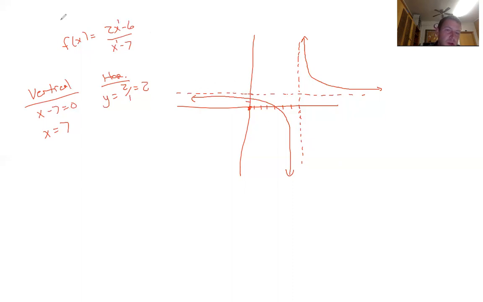Is it below 2? So if I plug in 0, 2 times 0 minus 6 is negative 6. And 0 minus 7 is negative 7. So it'd be 6 over 7. So it is below this line. So you know it looks like 2 of these things. And when you plug in values, it'll tell you whether it's going to be below the line or above the line. So if you ever have questions, just plug in a couple values. Okay. Next one.